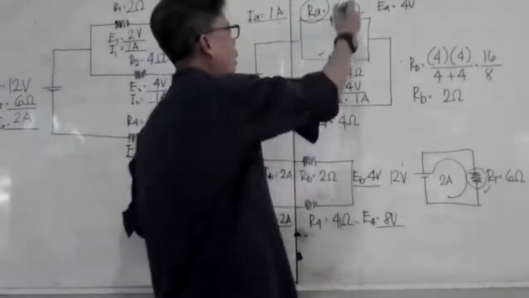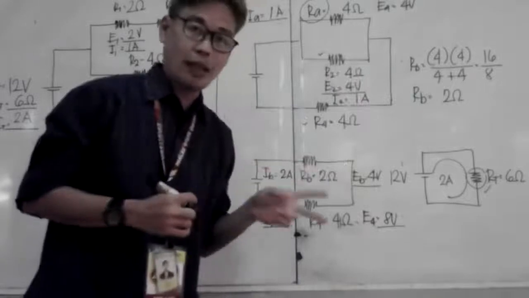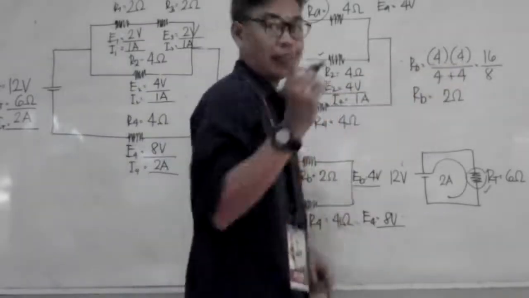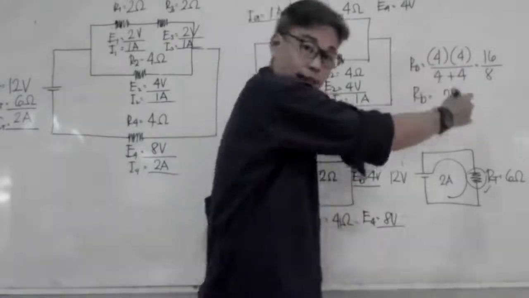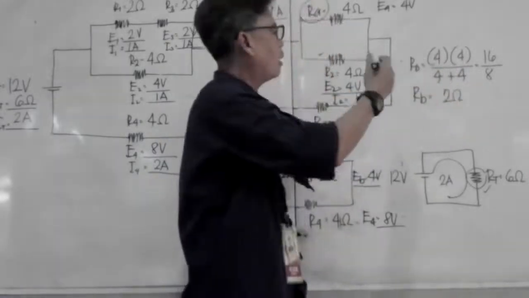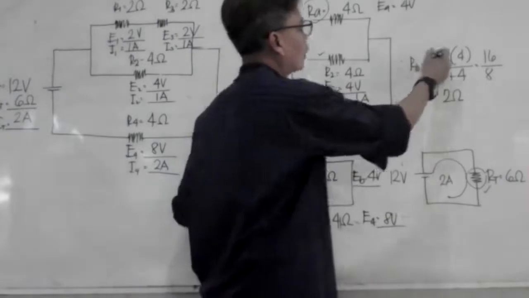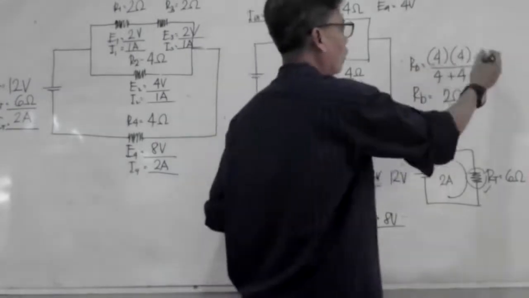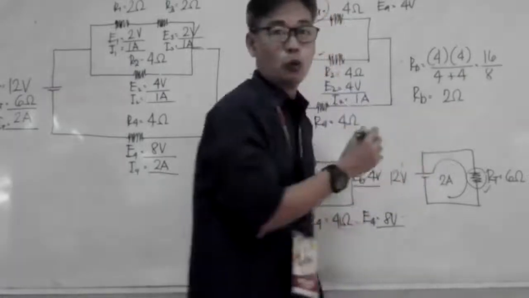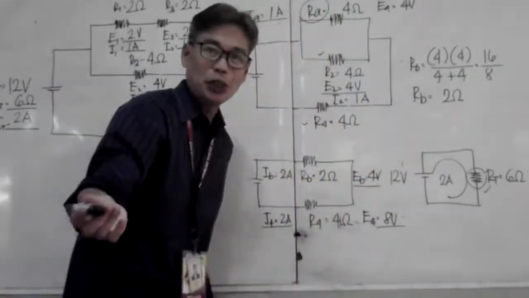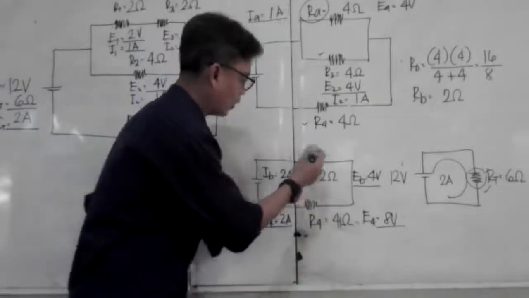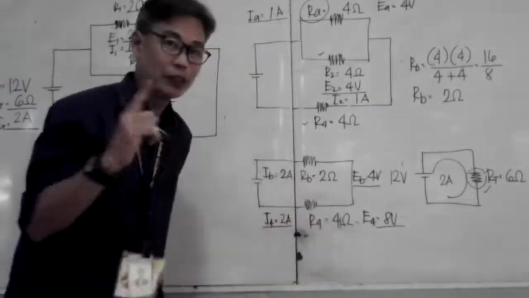Now, nakaparallel siya since dalawa lang sila. Ang formula para sa dalawa is just R1 times R2 divided by R1 plus R2. Now, value is 4 and 4. 4 times 4 divided by 4 plus 4. So we get the value of 16 over 8 or 2 ohms. So combination ng dalawang to, 4 and 4, is 2 ohms. Ito na, RB. So we have 2 resistors na lang.